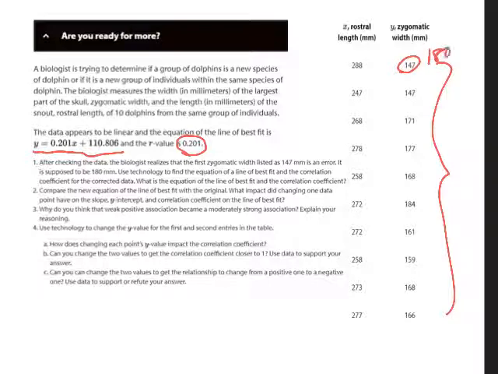So what you want to do now is go ahead and edit your data in Desmos and redo the calculation and find the new equation of the line of best fit and also the new correlation coefficient. Go ahead and do that now. Pause the video.